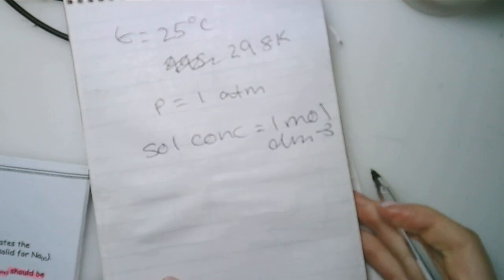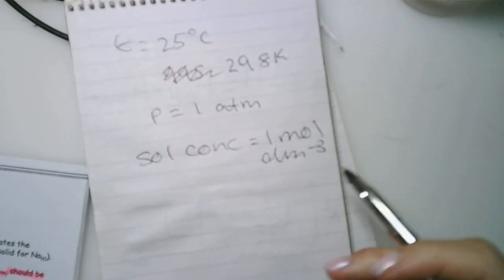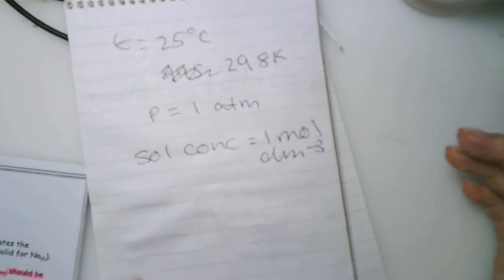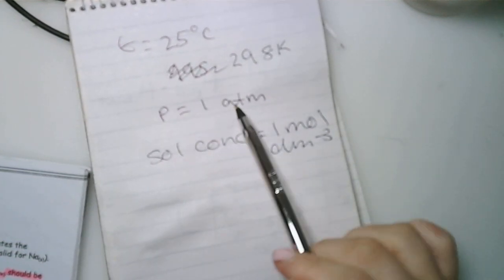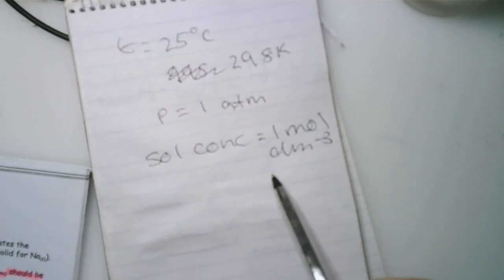So like water, because it's 25 degrees Celsius, it would be liquid. Sodium would be solid at this temperature and pressure.